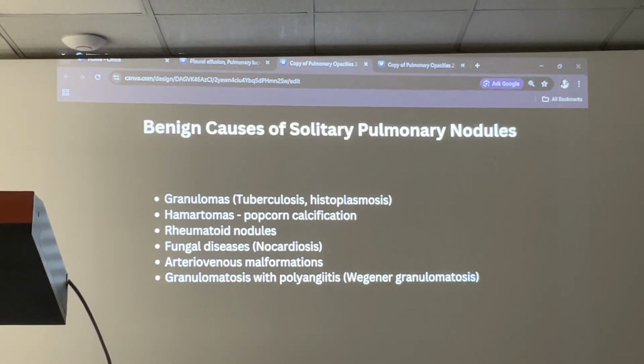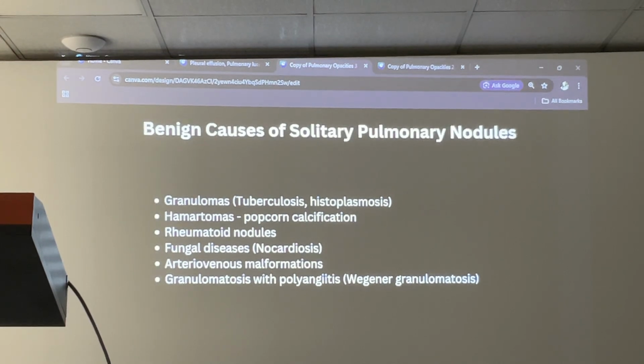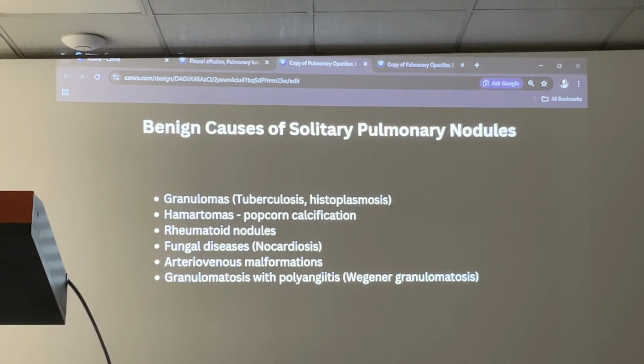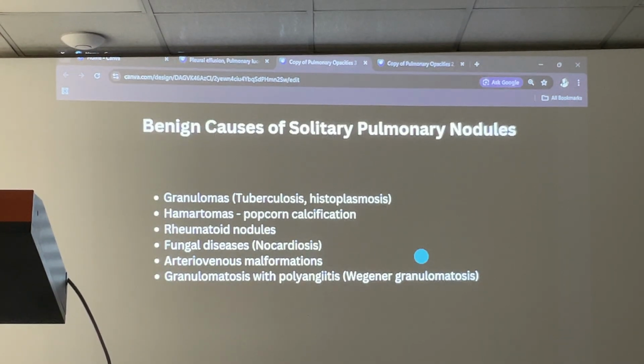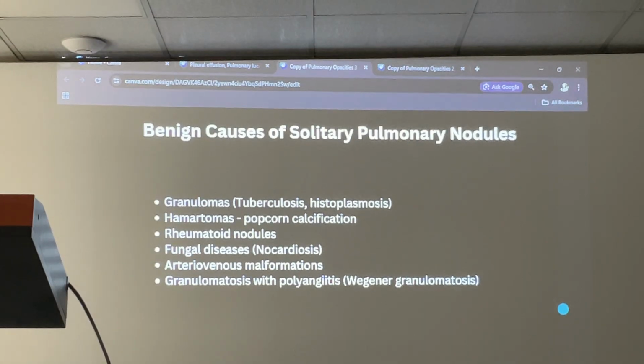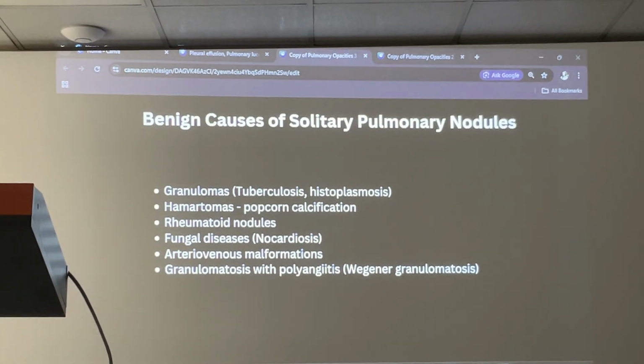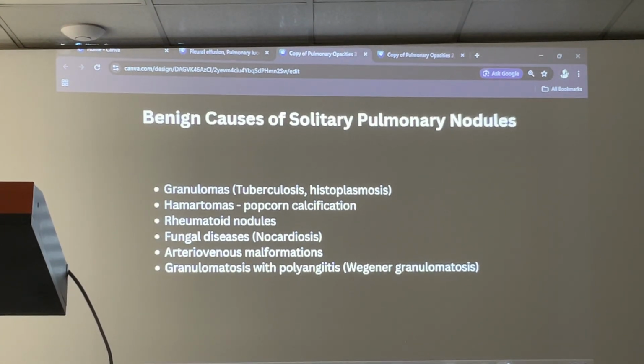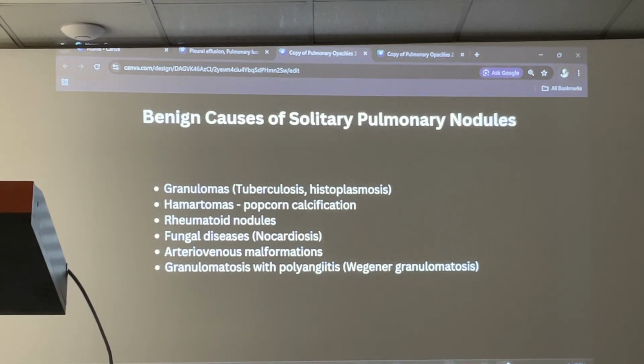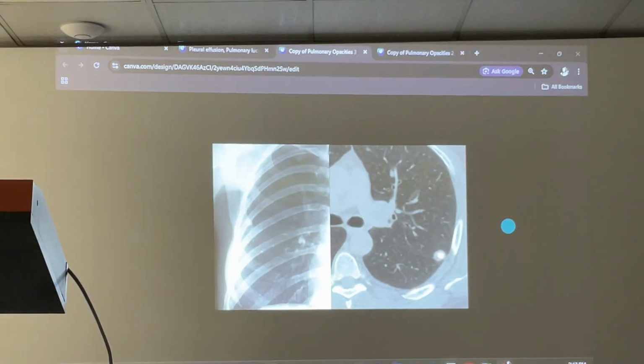Hamartomas will have a popcorn type of calcification. Other uncommon benign lesions that can produce solitary pulmonary nodules include rheumatoid nodules, fungal diseases such as nocardiosis, arteriovenous malformations, and granulomatosis with polyangiitis, which is a rare disease.